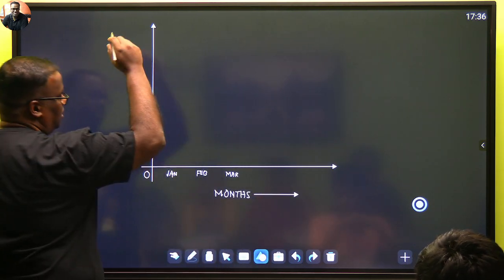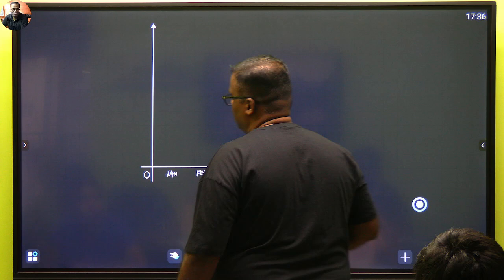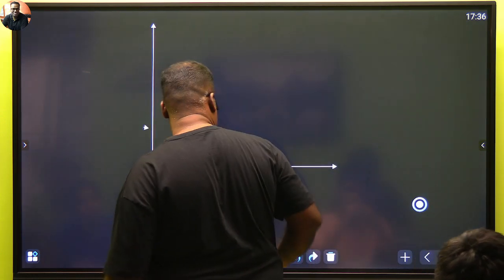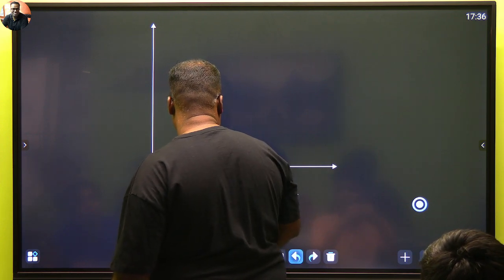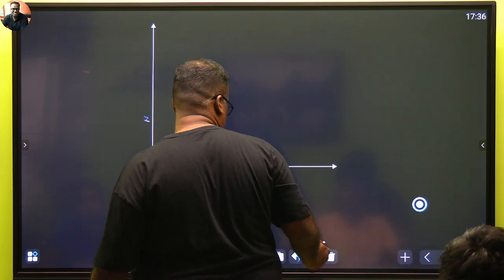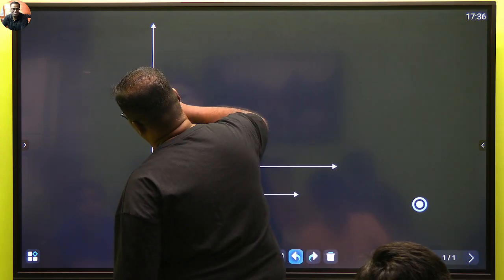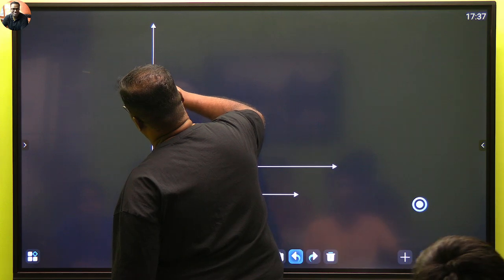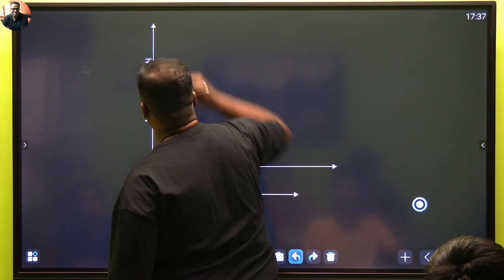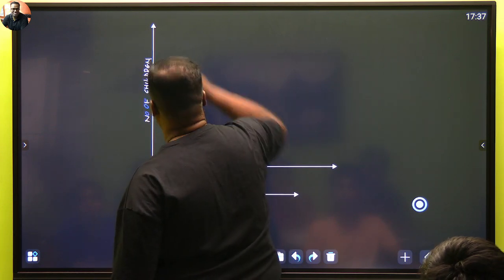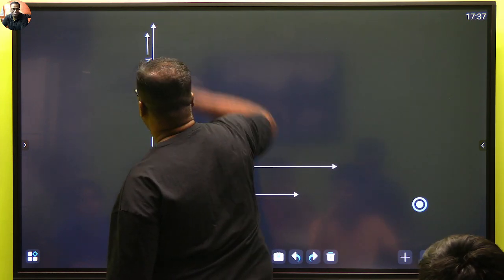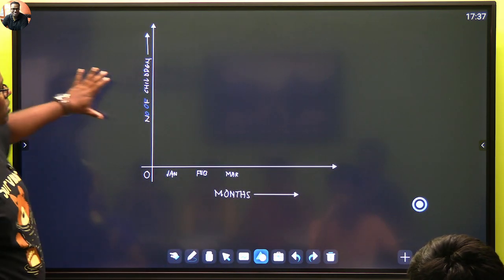And on this side, you are supposed to write the frequency, or yes, we can write frequency also. Nothing stops us. We can write frequency or number of children. Okay. And this side we write number of children. Is this fine? Yes. Okay. So this is our bar graph. Now, this should be a little bit away from it.